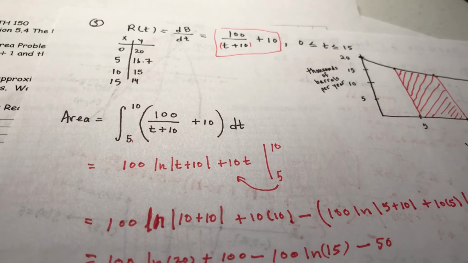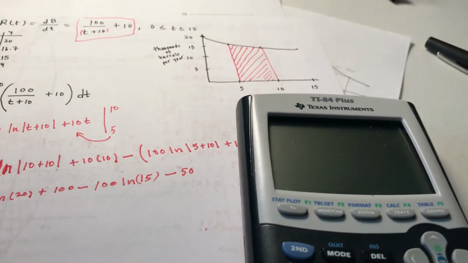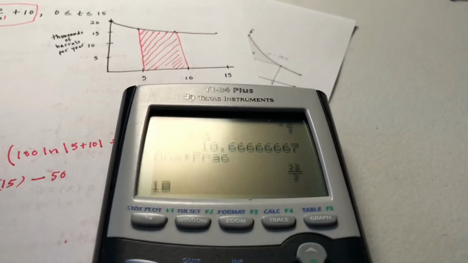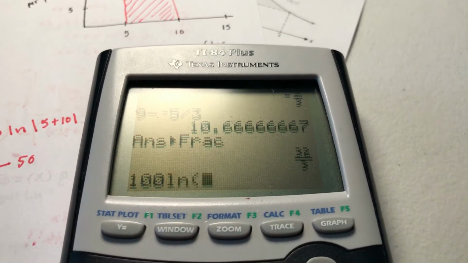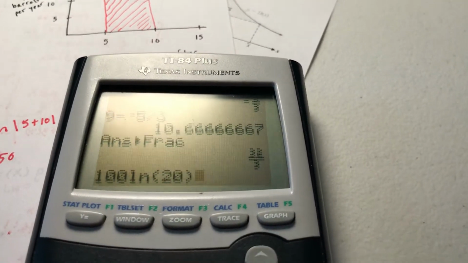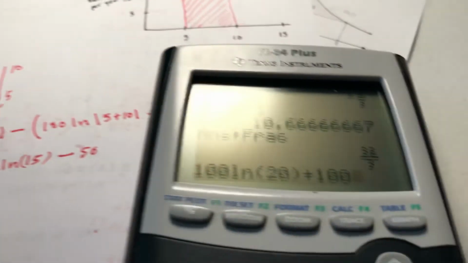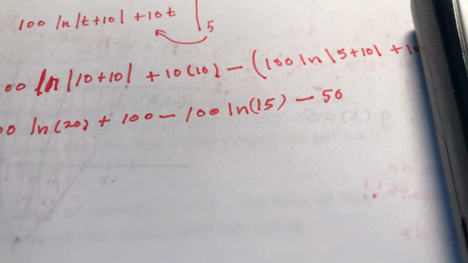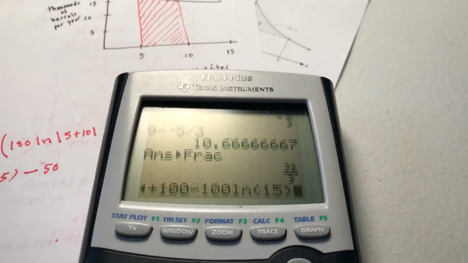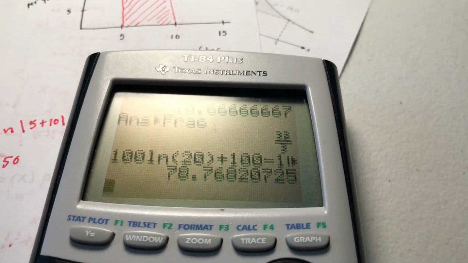All right, now we can put this all in here right now. I just don't want to mess up my signs, so here we go. 100 ln of 20, plus 100, minus 100 ln of 15, minus 50. 78.8.